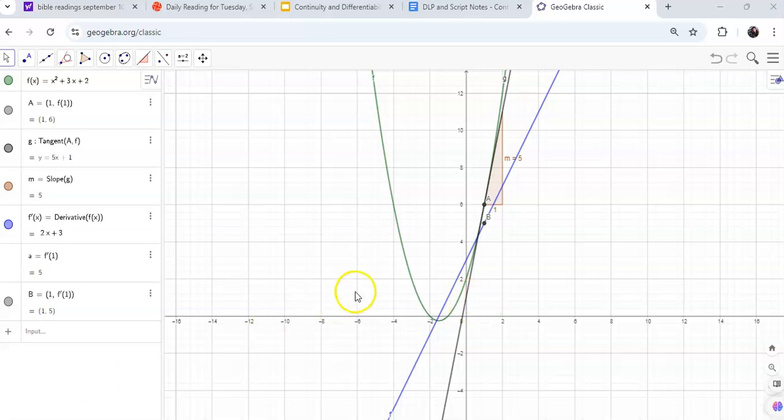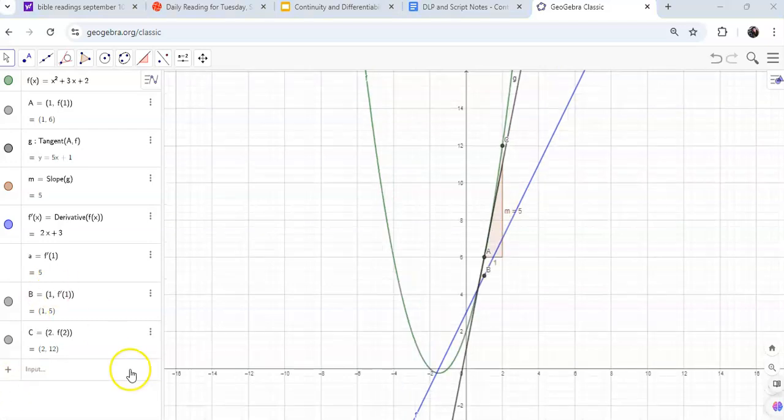Let's have another x value. Let's have x equal to 2. So we type 2, f of 2. And then we also type the ordered pair 2, comma f prime of 2. So we have (2, 7). And (2, 7) is indeed along the derivative function that is in blue here.